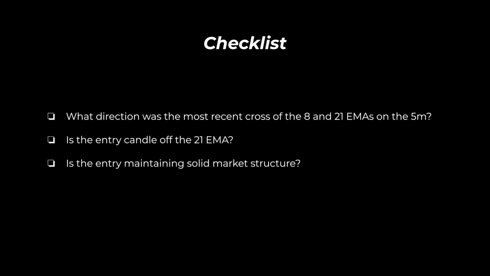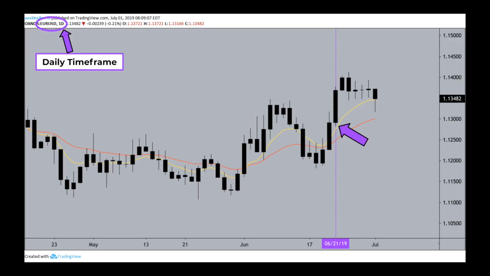Are we selling it as we're making lower lows and lower highs? Are we in that proper market trend, market structure? So now we'll get into the chart. I've got a couple examples here.